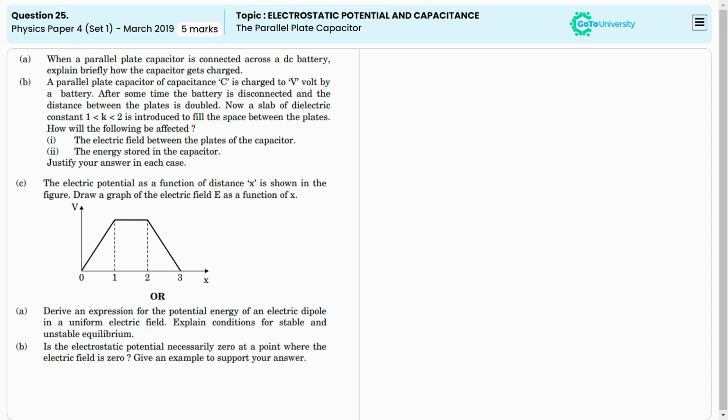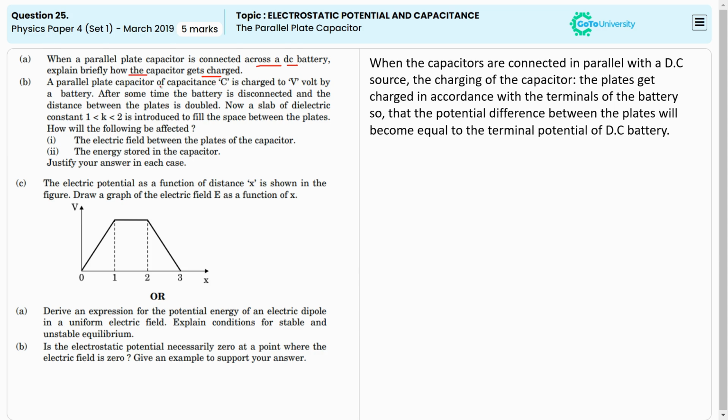When a parallel plate capacitor is connected across a DC battery, explain briefly how the capacitor gets charged. When the capacitor is connected in parallel with the DC source, the plates get charged in accordance with the terminals of the battery, so that the potential difference between the plates becomes equal to the terminal potential of the DC battery.